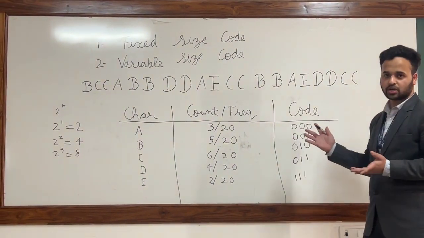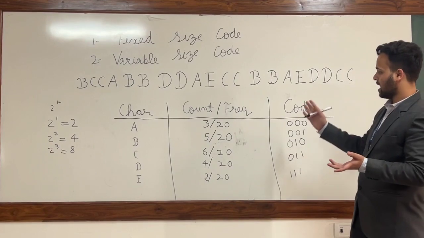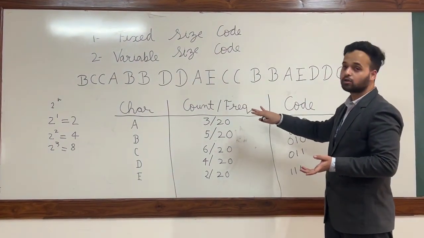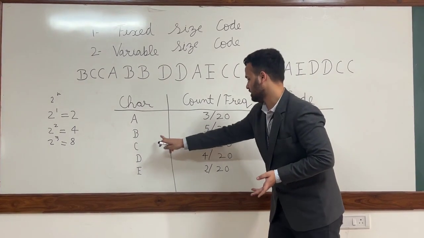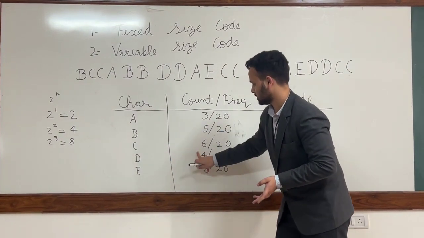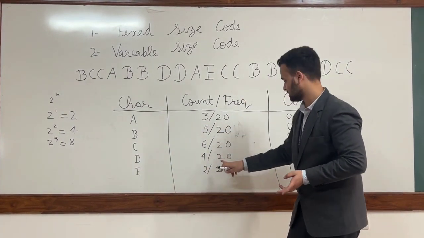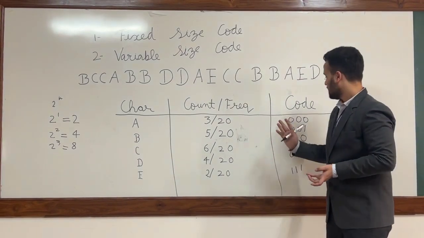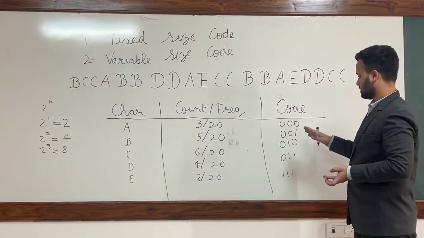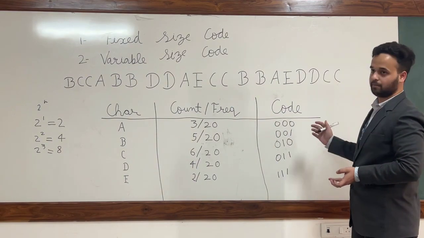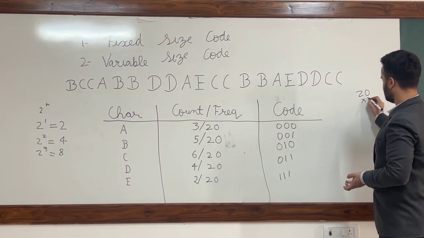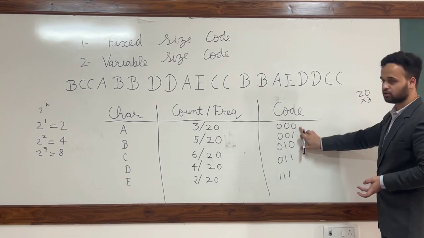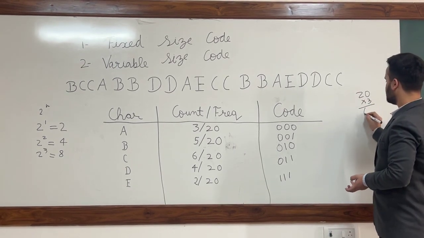I forgot to mention the table. What I have done is I have mentioned the frequency count of each of the characters. A has come 3 times, B has come 5 times, C has come 6 times, D has come 4 times, and E has come 2 times. In total 20. So we have all the characters converted into codes of 3 bits. So what will be its size? It will be 20 into 3: 20 characters, 3-bit size, in total 60.